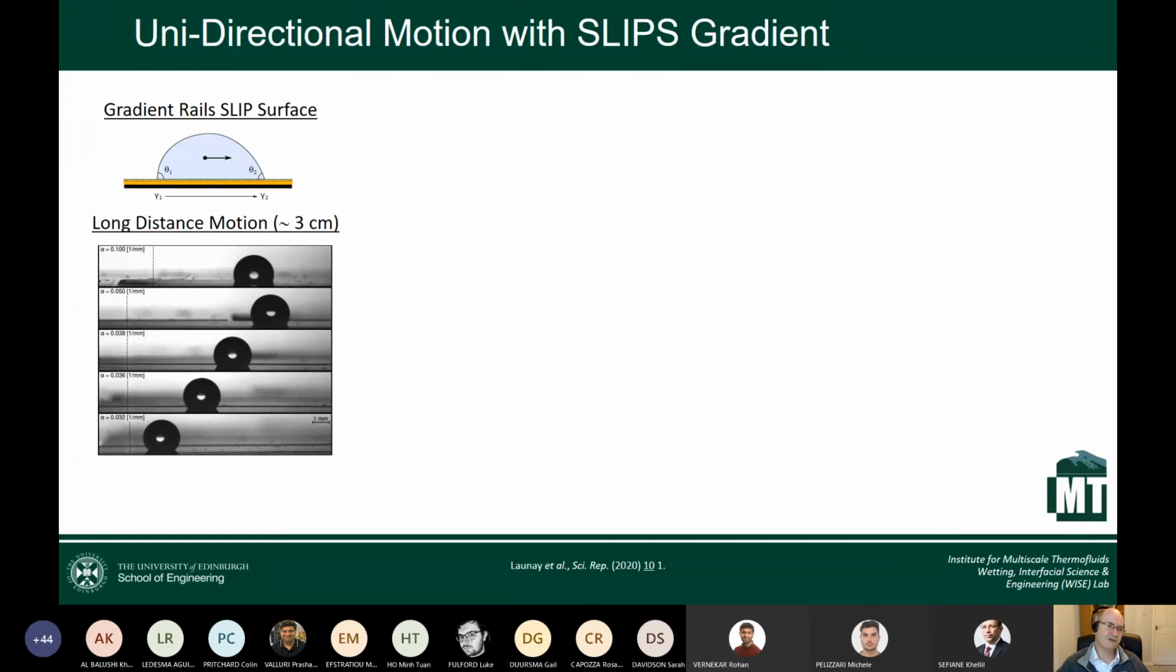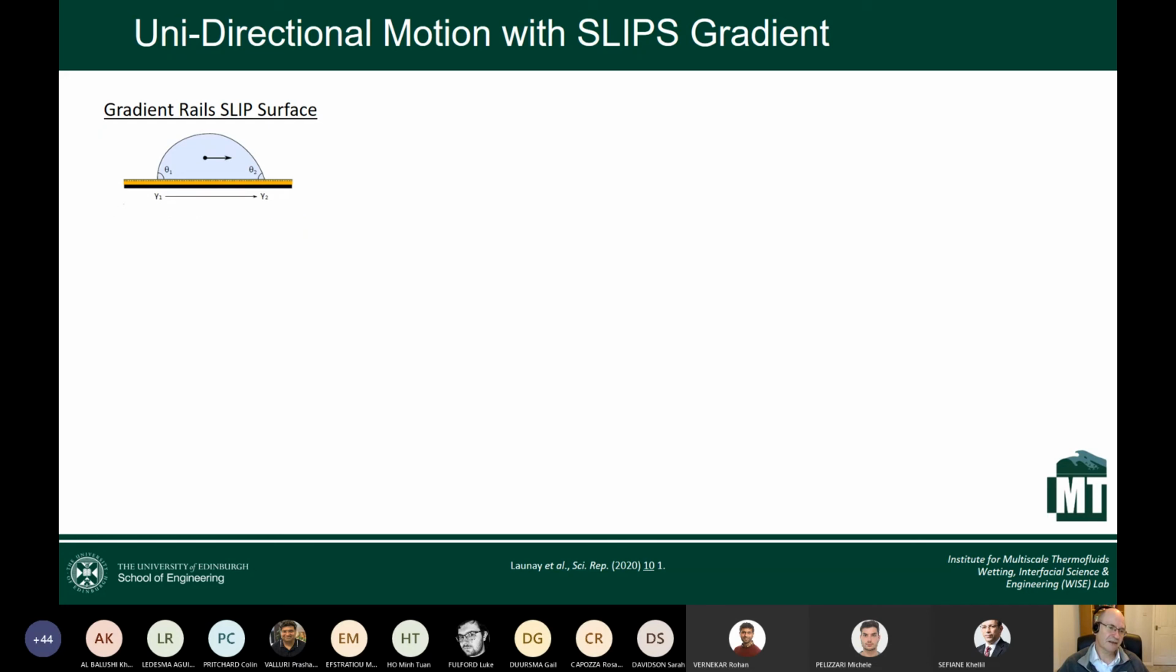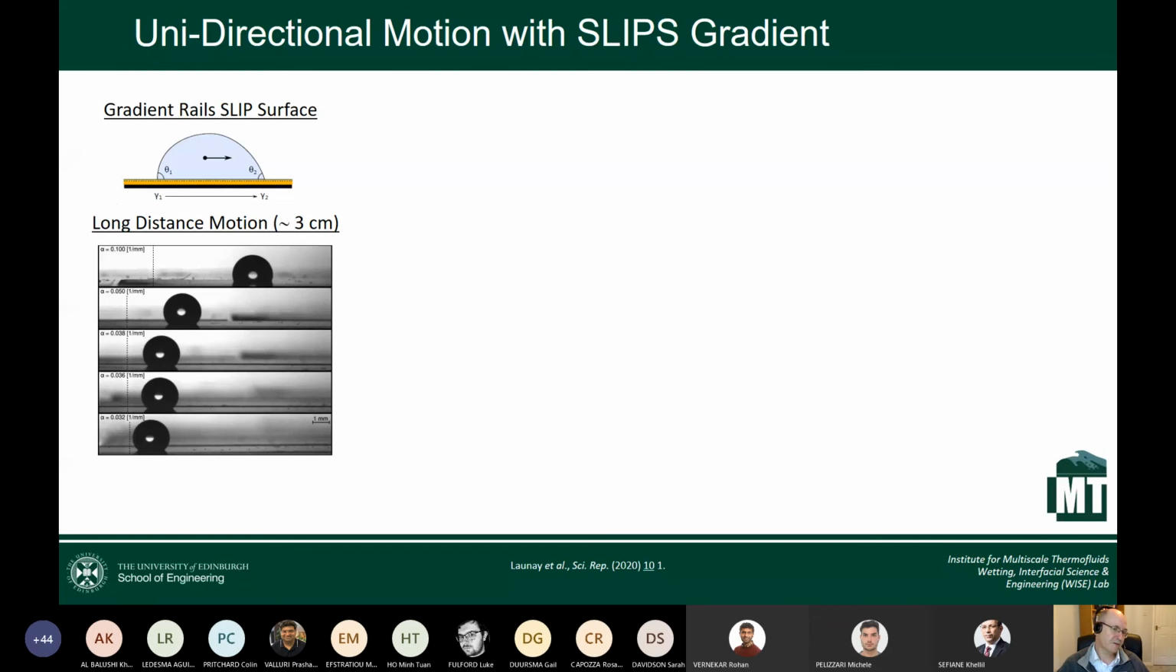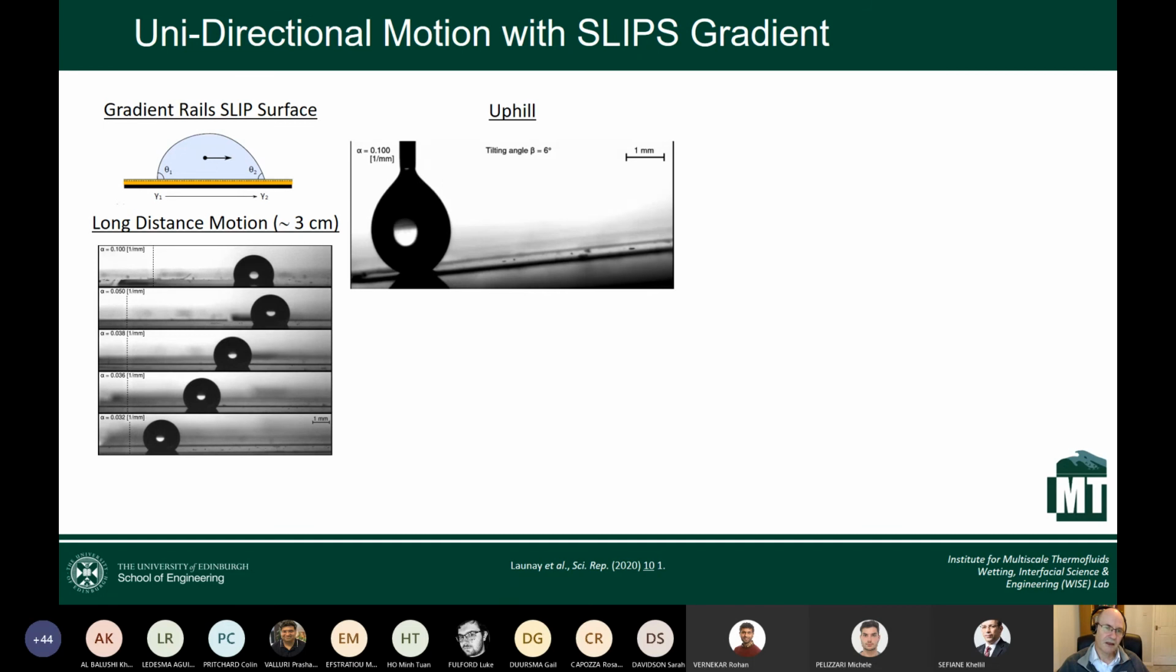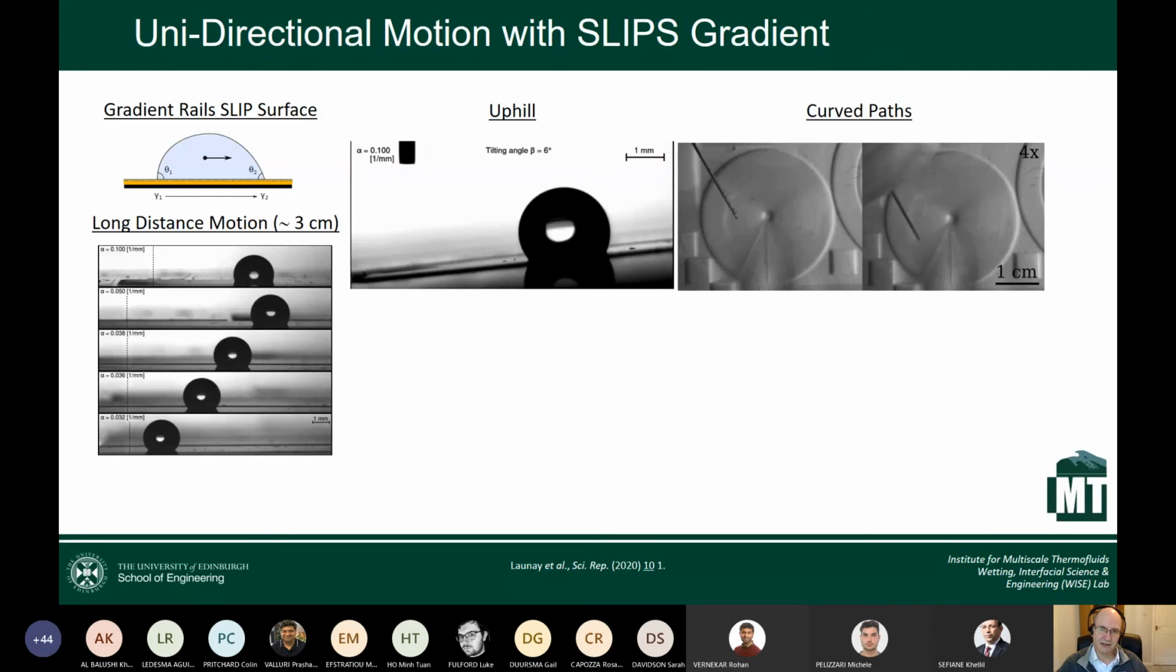These are lubricated rails, and a droplet of water is put down, and it naturally moves itself from one end to the other. It will move itself over centimeters, so it will do what we would call longer distance transport. Here's an example where that surface is tilted and the droplet will drive itself uphill as it seeks out the area of lower wettability.